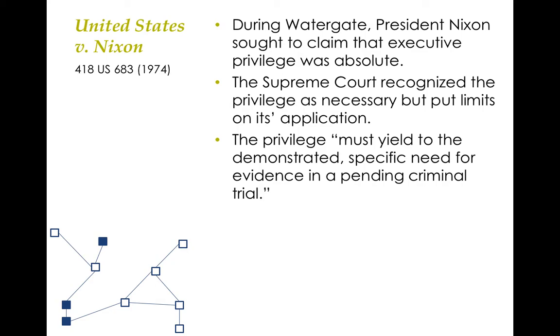So in U.S. v. Nixon from 1974, during Watergate, Nixon claimed that executive privilege was absolute. He did not want to turn over the Nixon tapes. The Supreme Court recognized this privilege as necessary, but put some limits on it. It said the privilege, quote, must yield to the demonstrated specific need for evidence in a pending criminal trial.